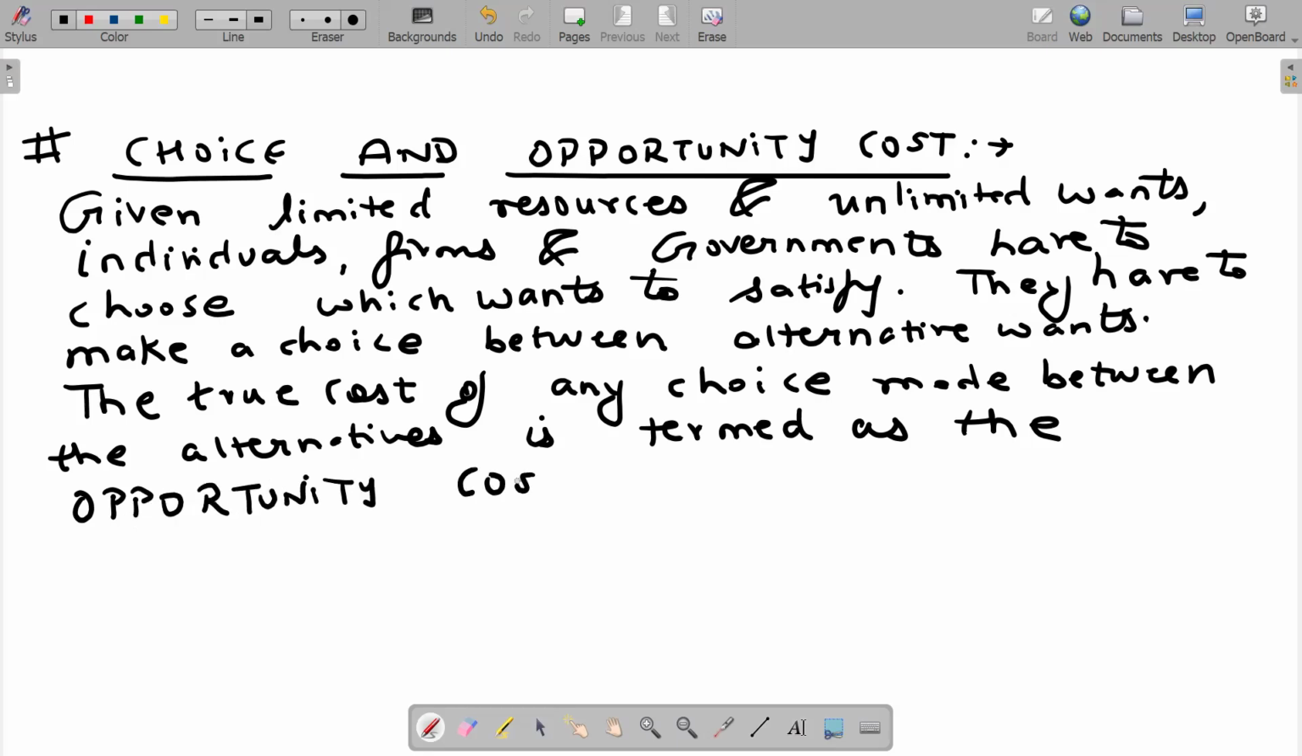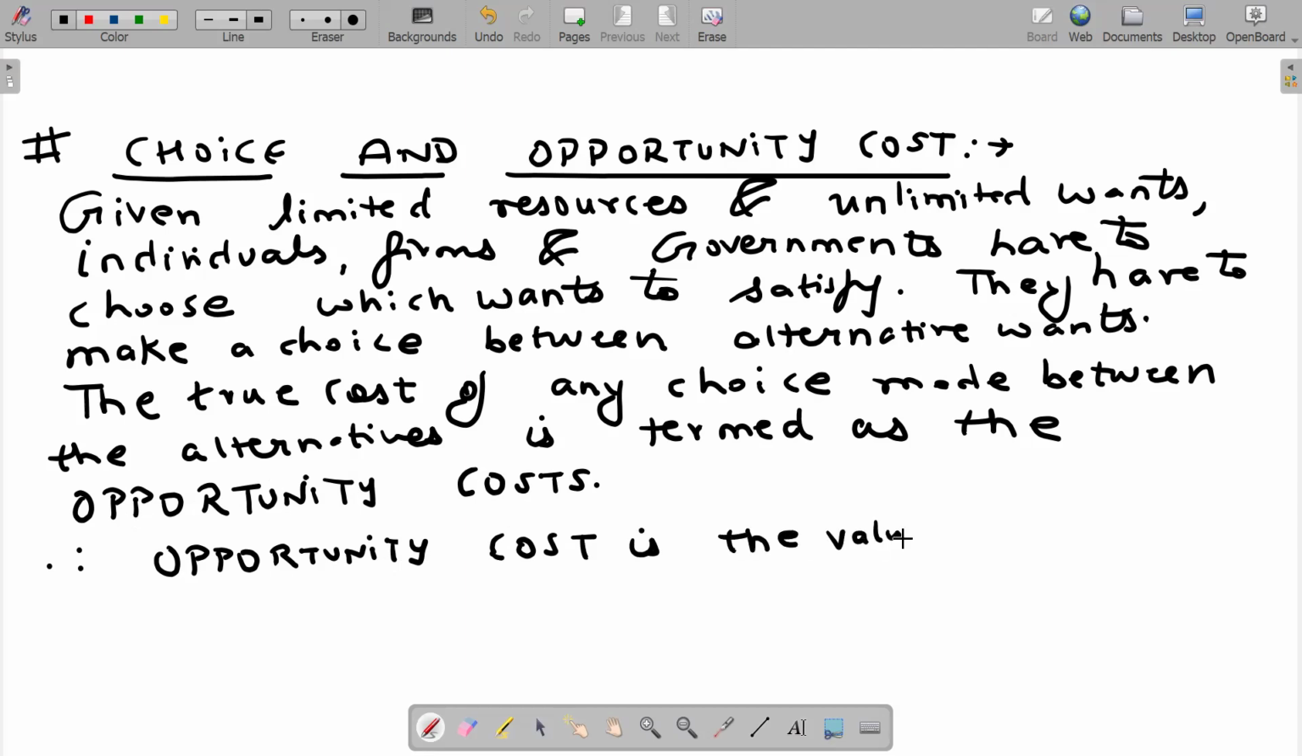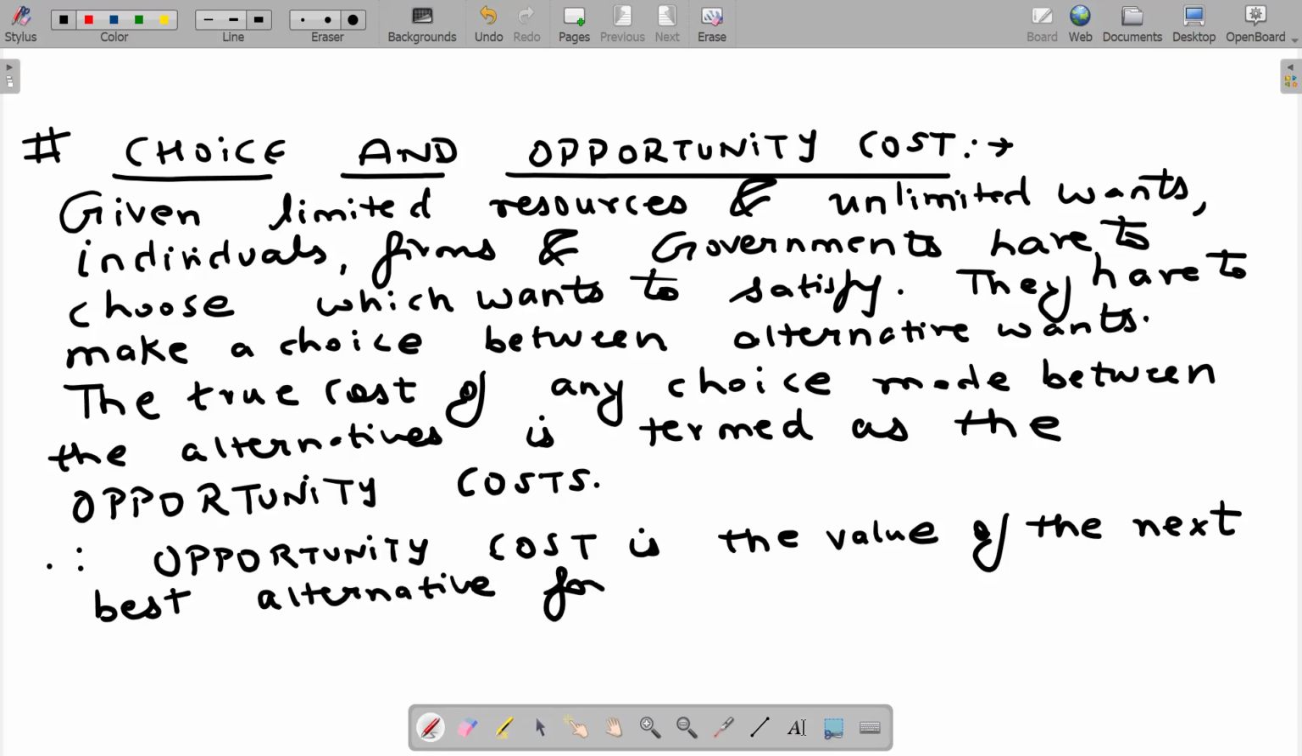That means, students, when we are going to make a choice, we need to find out what is the true cost of making that choice. The cost of making that choice is nothing but what we are foregoing or what we are sacrificing. That is the opportunity cost. So I can write that therefore opportunity cost is the value of the next best alternative foregone.